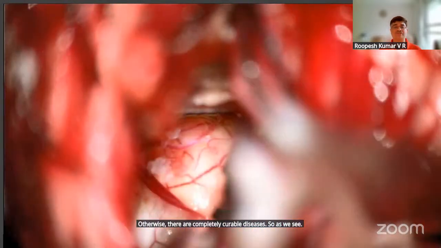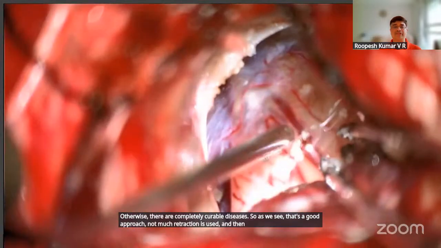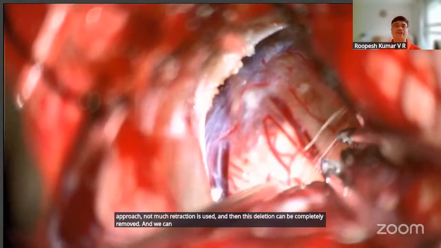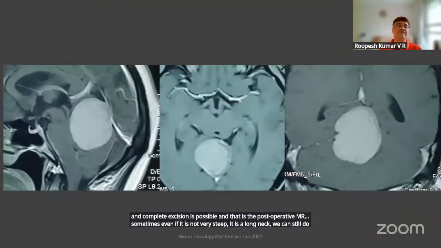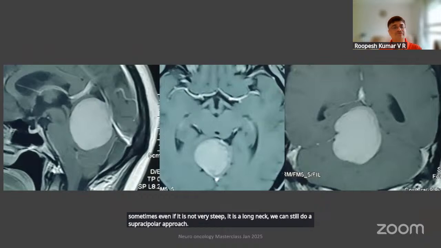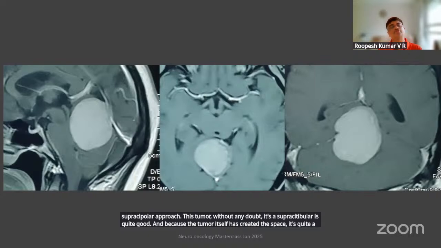As we see, there's a good approach, not much retraction is used, and this lesion can be completely removed. We can see the glistening arachnoid of the quadrigeminal cistern and complete excision is possible, and that is the postoperative MRI. So sometimes, even if it is not very steep, if it is a long neck, we can still do a supracerebellar approach. This tumor, without any doubt, is suited to a supracerebellar approach, because the tumor itself has created the space, it's quite a big tumor. And as we decompress the tumor, though the tumor is large, we are able to preserve.